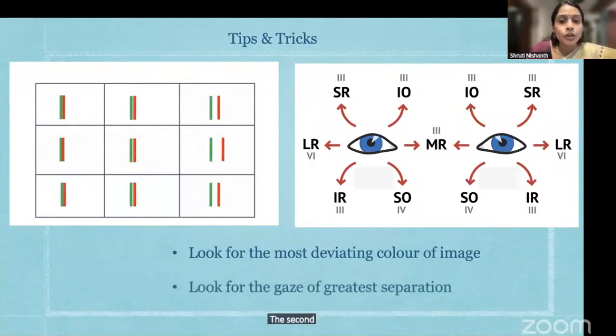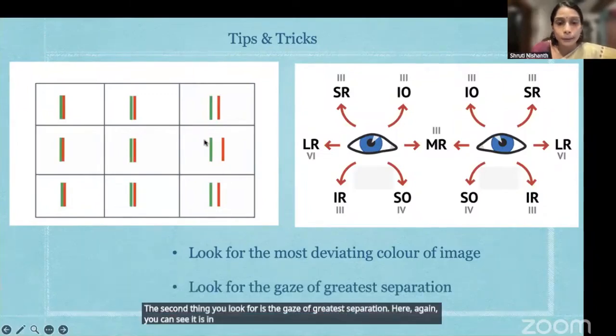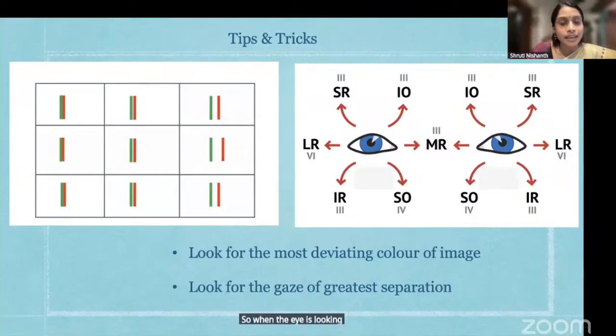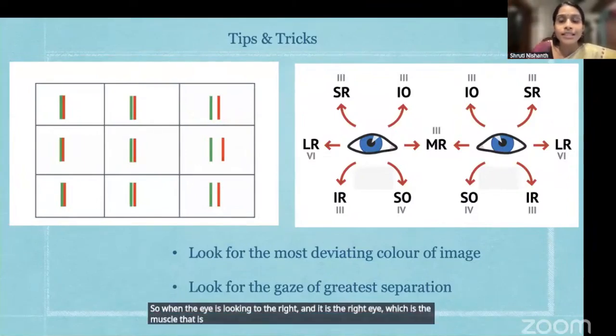The second thing you look for is the gaze of greatest separation. Here again, you can see it is in the dextroversion gaze, and that again gives you a clue that the eye is looking to the right. So when the eye is looking to the right and it is the right eye, the muscle that is acting is the LR. So you obviously have a clue, and then you can pinpoint.